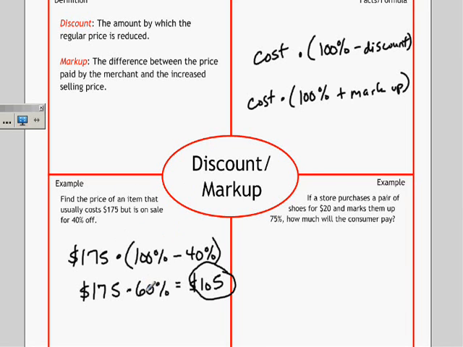If you wanted to skip directly to the 60%, you could do that. There's nothing wrong with that. This is just a way of remembering that you are taking it off the 100%, and the 60% is what is left of what you have to pay.